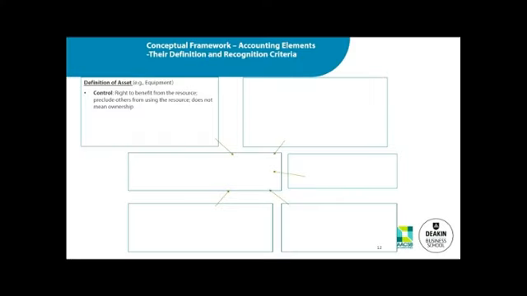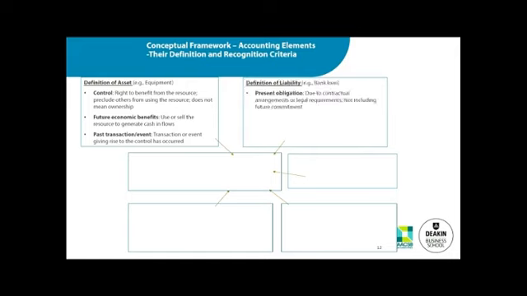Criteria, as I explained earlier in the elements, to this format. In terms of the definition of assets, there are 3 criteria: control, future economic benefit, and past transaction. For liability, in a similar way, we find that there are 3 criteria: present obligation, future economic outflows, and past transaction events.